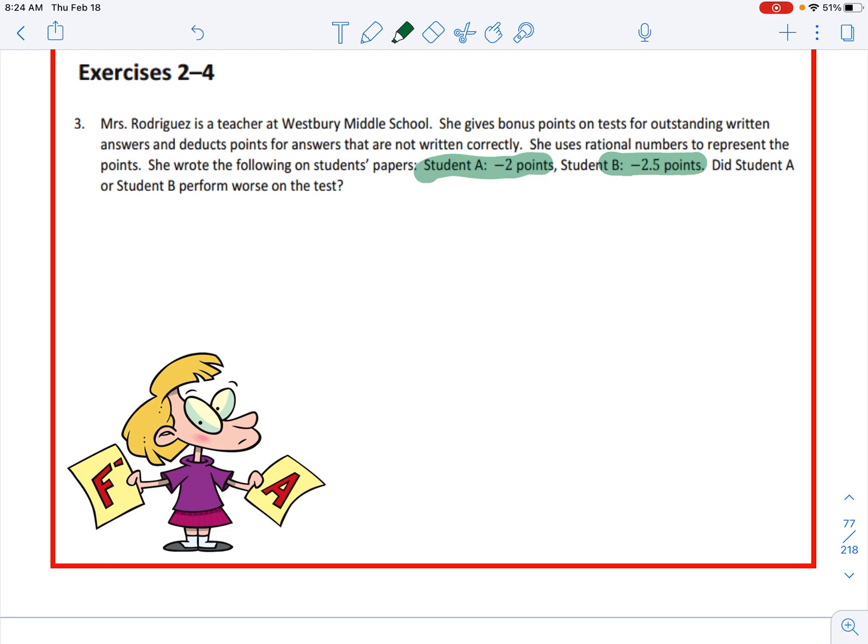So, we're trying to figure out who had the most points deducted, okay? Well, student B had -2.5 deducted. That means that it's farther away from 0. So that's going to be our smallest number, okay? And student B performed the worst. He had more points taken off of his test.